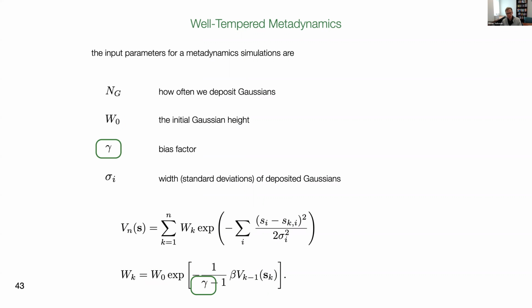And then you have the bias factor that determines how much we enhance fluctuation, but it also determines how fast we converge the simulation. And then we have the width, or the standard deviation, of the Gaussians. This is basically, for each collective variable, how wide the Gaussian is that we add. And so this comes into the Gaussian kernel here.